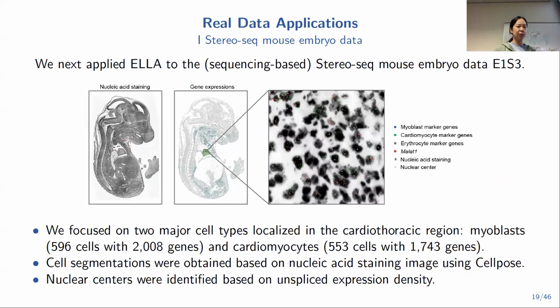And we apply our method to several real data sets. Here I'll show two. The first one is the data set we showed at the very beginning, the mouse embryo one. We focus on two cell types near the heart region. These are the myoblasts, which are a type of immature muscle cell, and the cardiomyocytes, which are mature muscle cells. We did cell segmentation and identified nuclear centers, and then we applied our method.